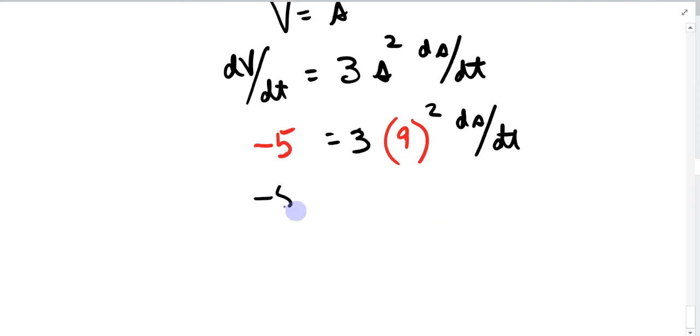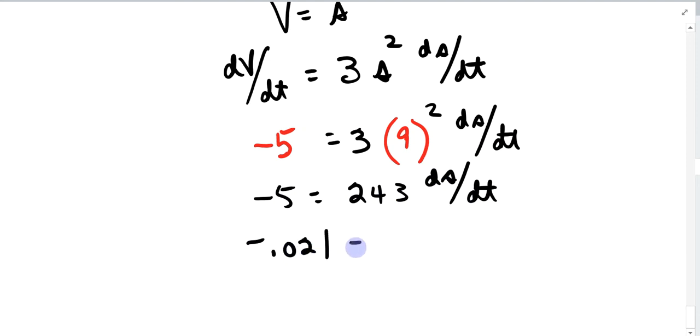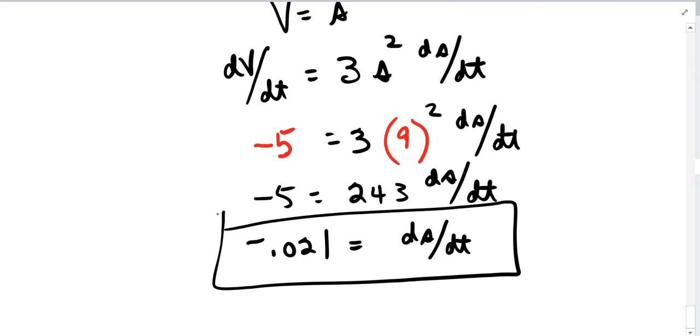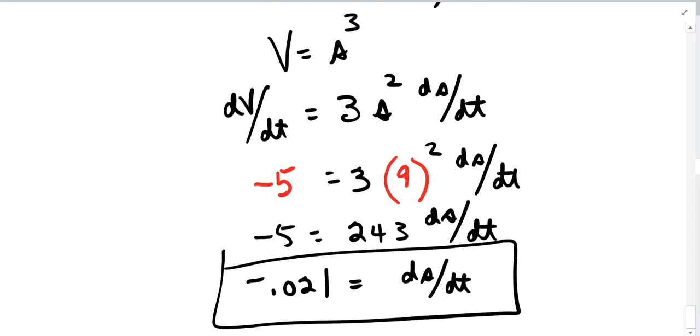So we have -5 equals 243 ds/dt, and that ends up being -0.021 equals ds/dt. And that's the rate that the side is decreasing. So I think that will get you going on the problems for 14.5.